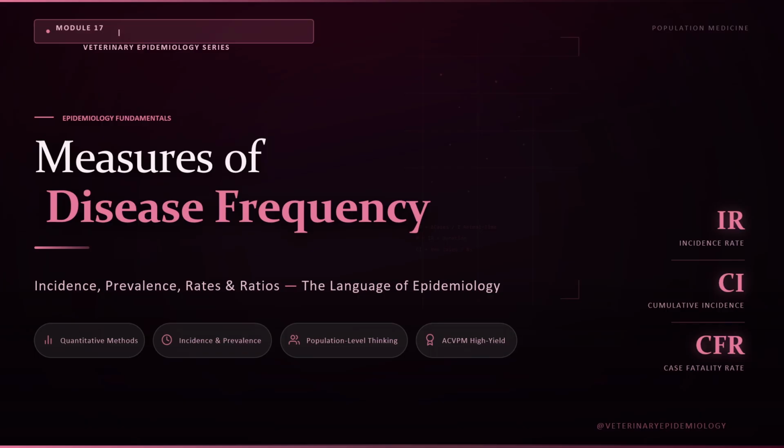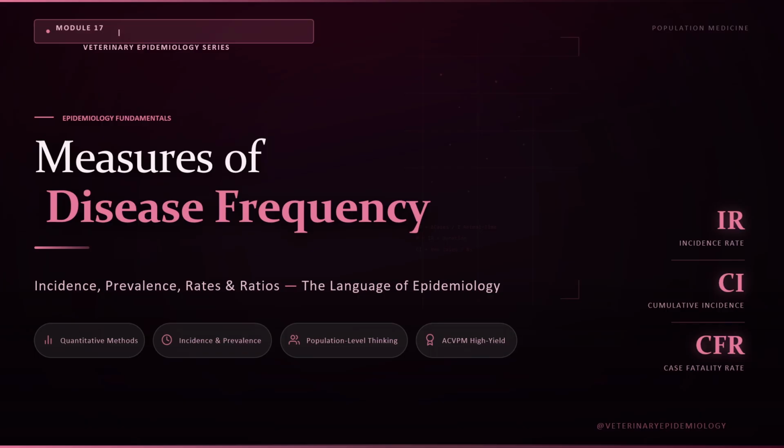But before we jump into formulas, let's ask the obvious question that doesn't always get asked. Why do we bother measuring disease frequency at all? If you're a clinician, you're already measuring disease in a sense. You're diagnosing animals, treating them, watching them recover or not. That's a clinical perspective. But the epidemiological perspective is fundamentally different. We're asking how much disease exists in a population, how fast is it spreading, and what does it tell us about risk control and resource allocation?